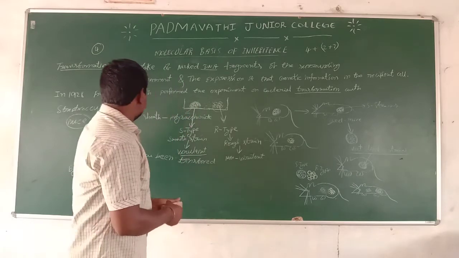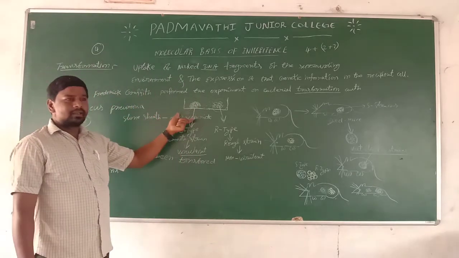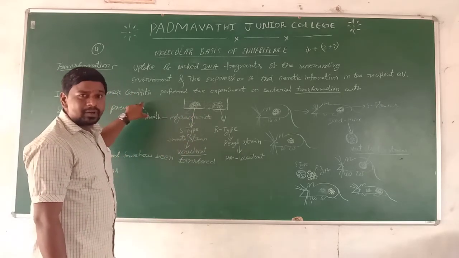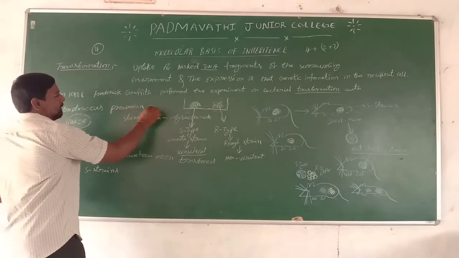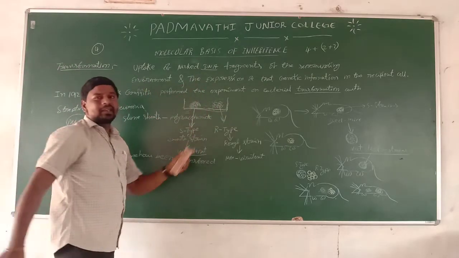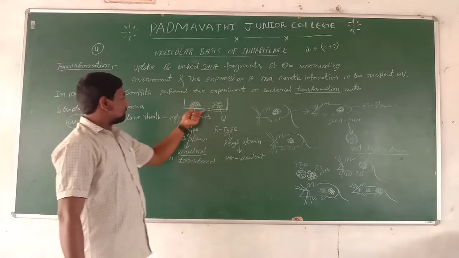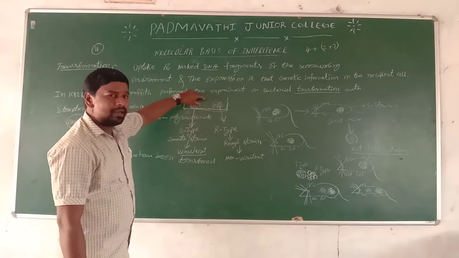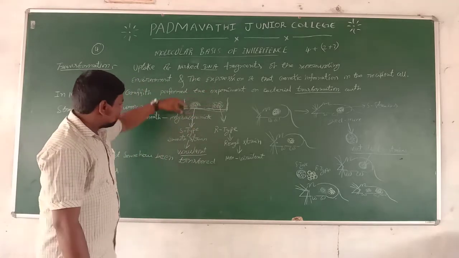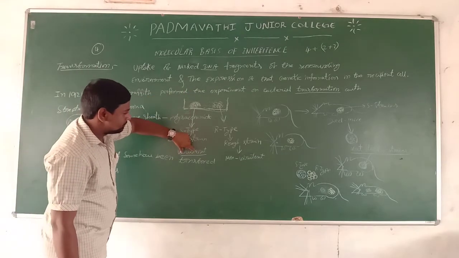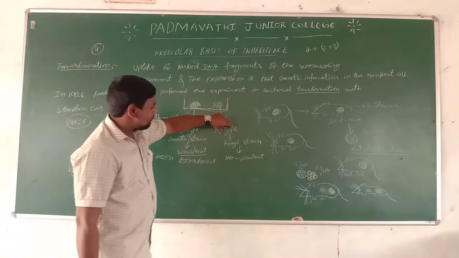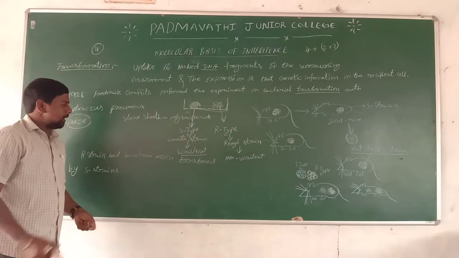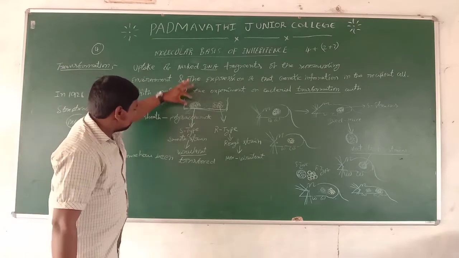Next, now we are going to the transformation experiment. Here, Frederick Griffith grew the bacterial cells in a culture medium. Here, he observed 2 strains, one forming smooth colonies, another forming rough colonies. Smooth colonies are virulent, which means they cause the disease. The rough ones are non-virulent.